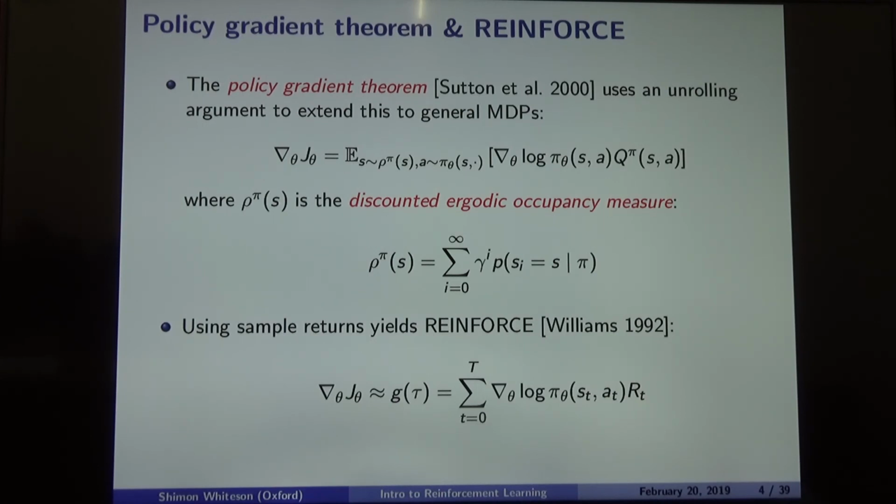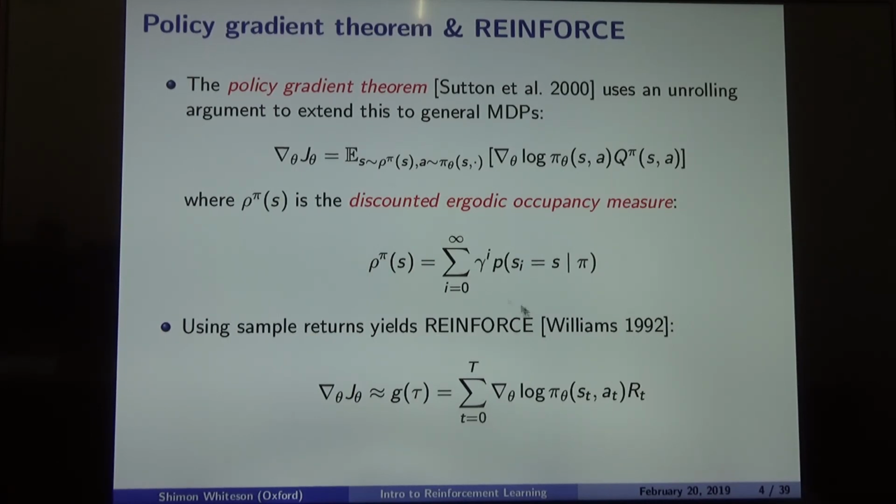So the policy gradient theorem uses an unrolling argument to extend this idea that we just saw to a general MDP. Everything we just derived was for this one-step MDP. The same principle applies for an arbitrary MDP. The only thing is that now this expectation is with respect to this funny distribution, rho pi, which is called the discounted ergodic occupancy measure.